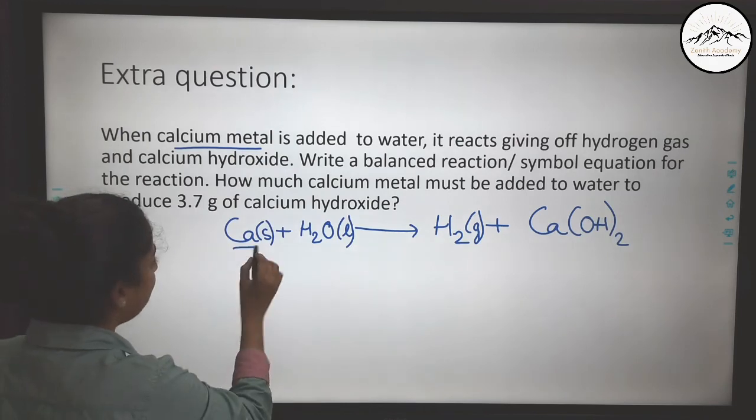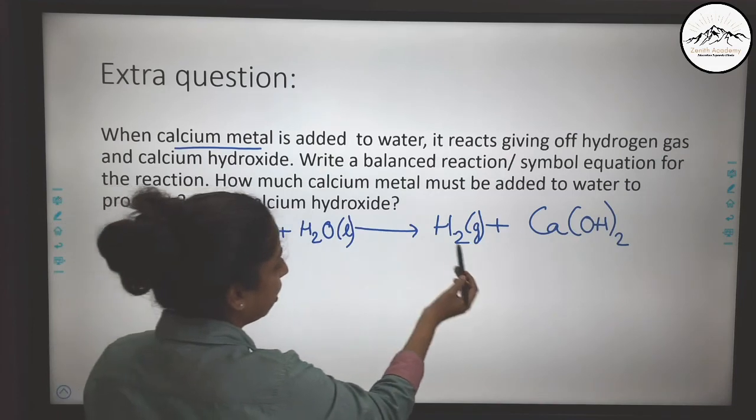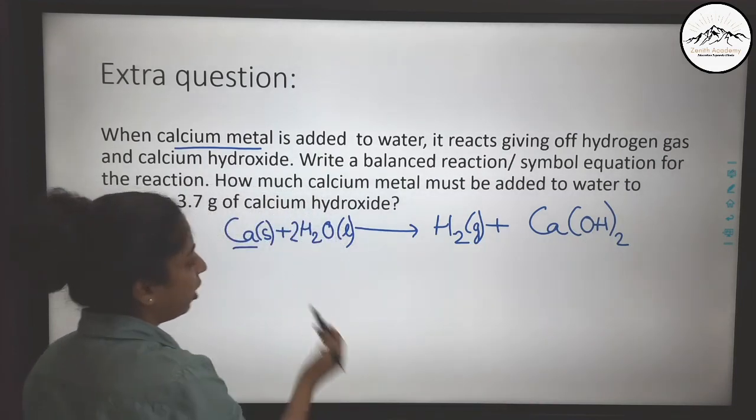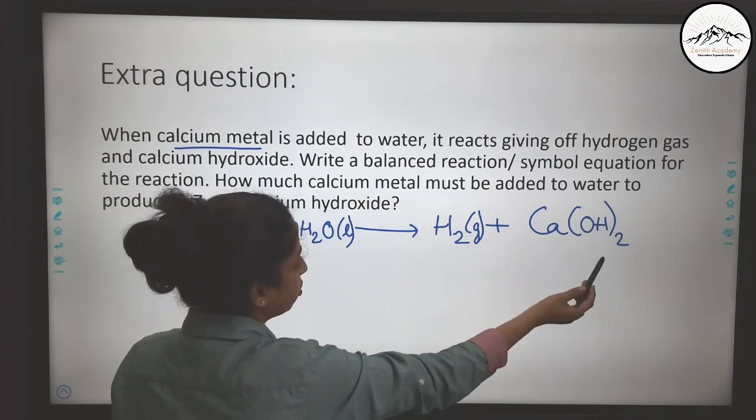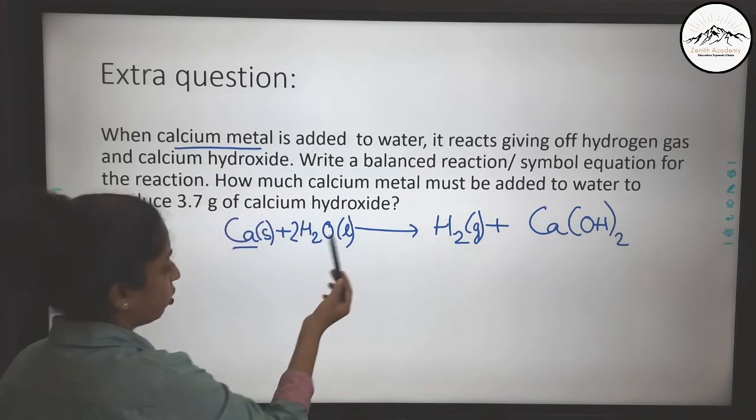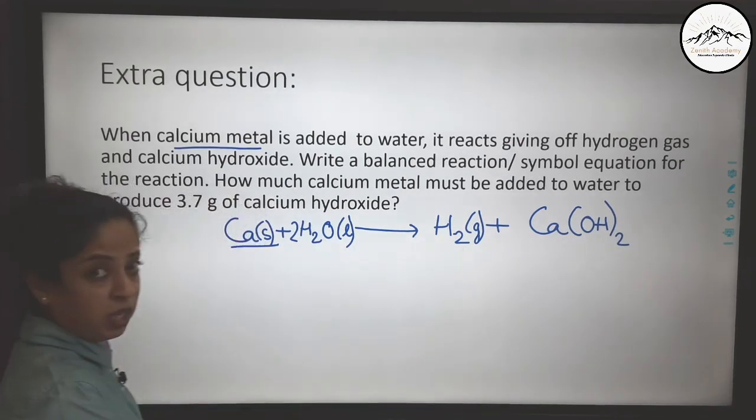And now we have to balance. See how many calcium atoms there are: 1, and here also 1. Hydrogen is 2 here, but on the other side hydrogen is 4. So if we write 2 here, hydrogen becomes 4 here also. Now oxygen is 2 here, and here also oxygen is 2. So now it is balanced. Now I have written the chemical equation.